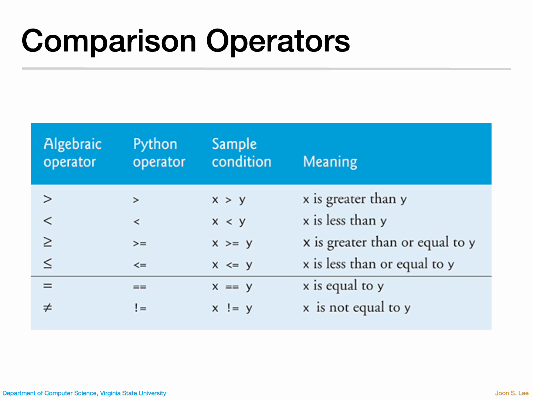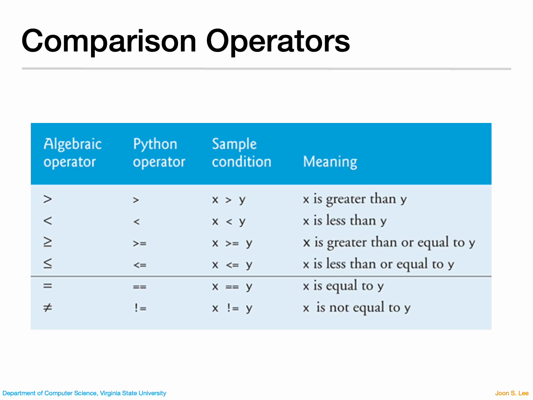Instead, we use two equal signs. So if I write x, two equal signs y, I'm asking Python, are these two values the same? On the other hand, if I want to check that two things are different, I use exclamation mark equals. So x exclamation mark equals y is Python's way of saying, are these two values not equal?